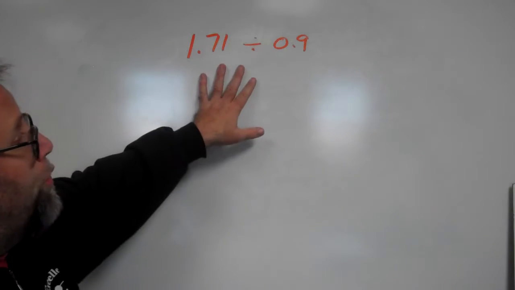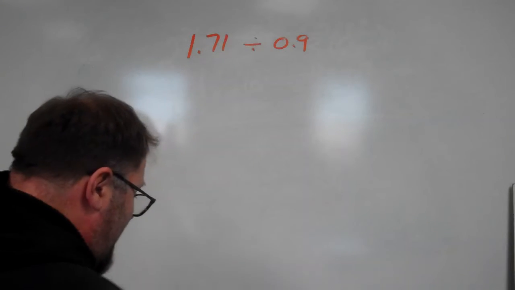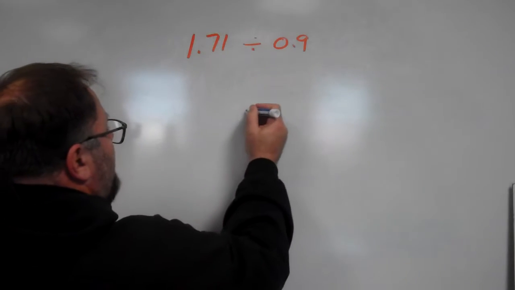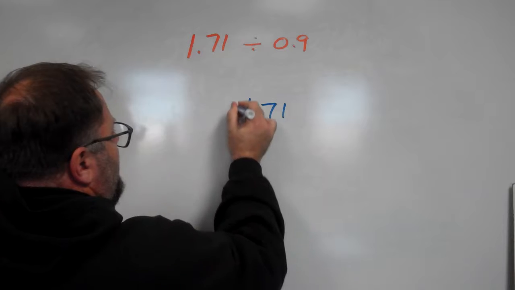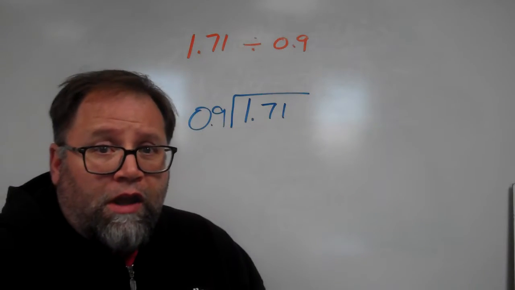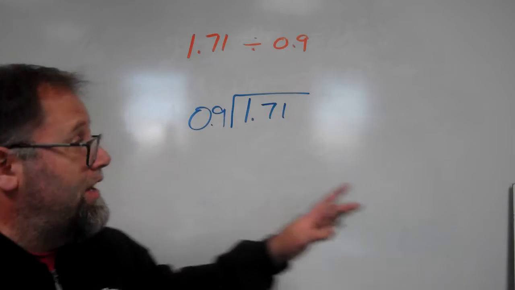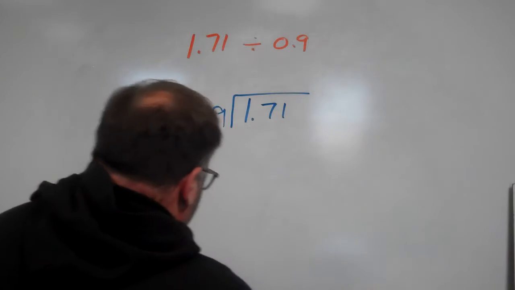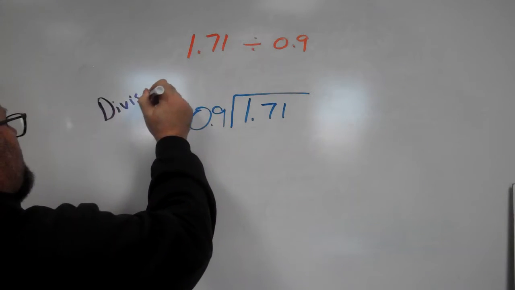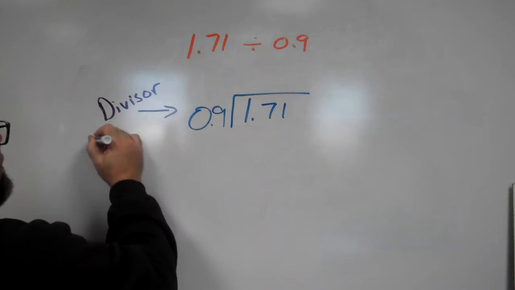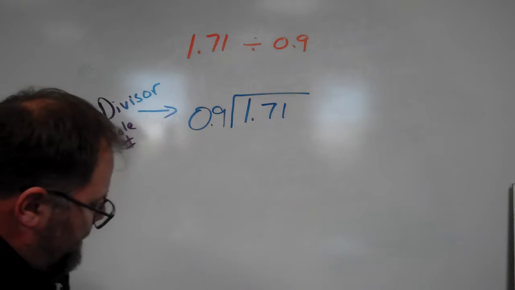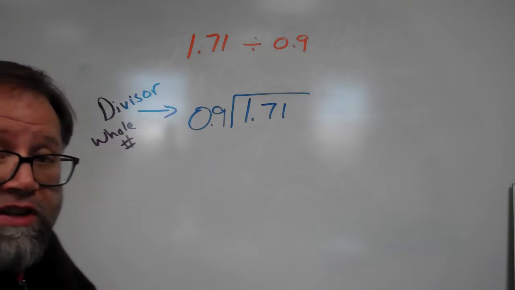All right, we've got 1.71 divided by 0.9. Let's set up our work here. We're going to do some long division. 1.71 divided by 0.9. Now what we talked about is what we need is this divisor. The divisor here has to be a whole number. That divisor needs to be a whole number. And to do that, we have to manipulate the decimal.